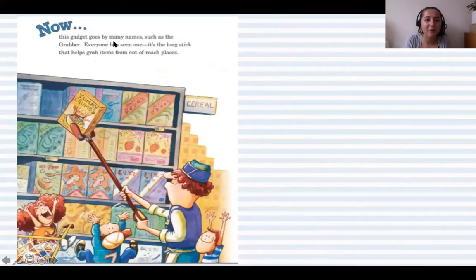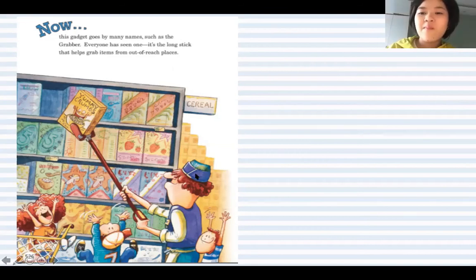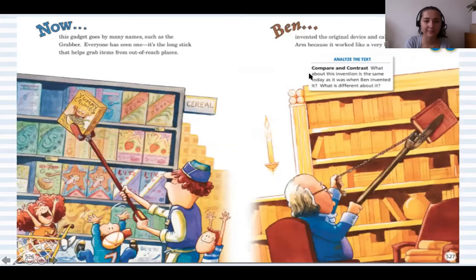Now, this gadget goes by many names, such as the grabber. Everyone has seen one. It's the long stick that helps grab items from out of reach places. Who can remember what Benjamin Franklin invented first? What was the name of Benjamin Franklin's invention that is very similar to the grabber? The long arm. Good girl, well done. So Ben invented the original device and called it the long arm because it worked very much like a long arm.